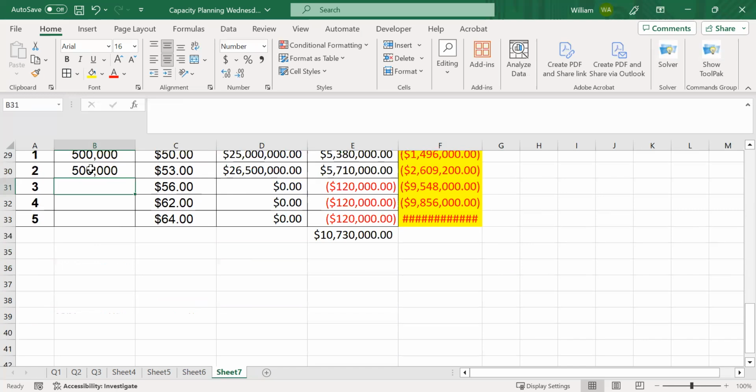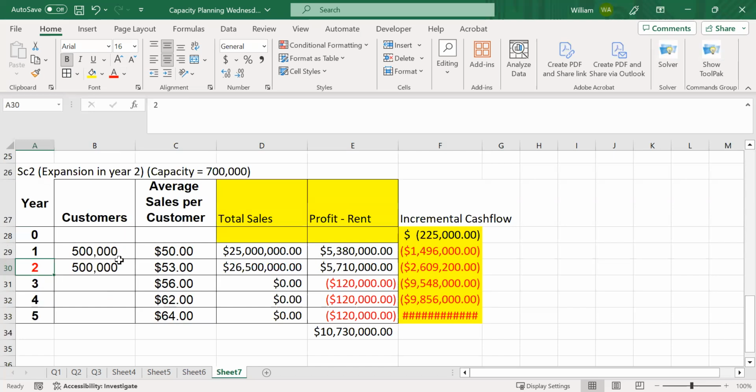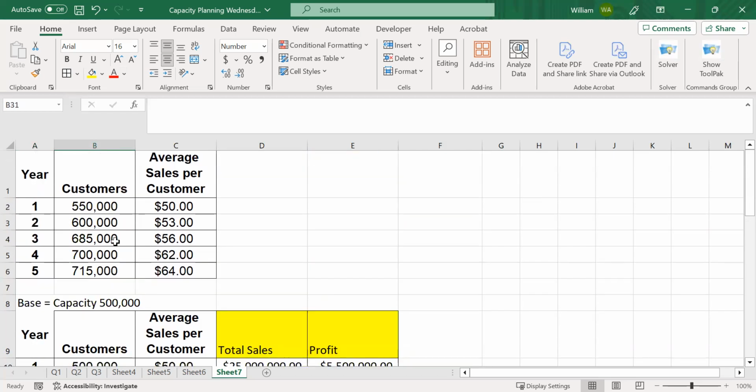Okay, and then we have the expansion at the end of year 2, and that brings us up to 700,000. Starting at the beginning of year 3, now we have sufficient space to make however much we need to make in year 3, which is 685,000. We can also make everything we need to make in year 4, which is 700,000. It's only year 5, which we might have a bit of a capacity gap again.